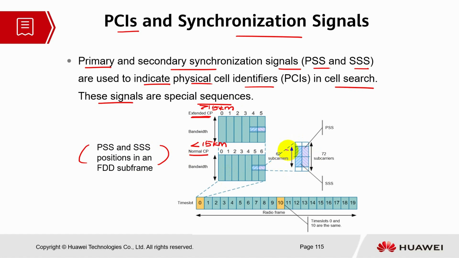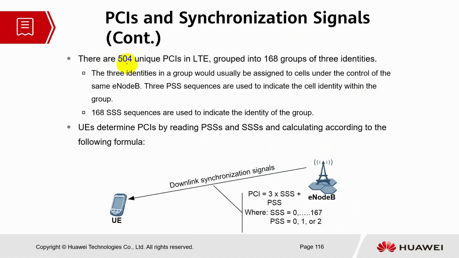So we have the subcarriers. This is the total subcarriers and we are going to compare with the PSS and SSS. This is the total radio frame. We can see time slots 0 and 10 are the same because they repeat the sequence again for the cell search. There are a total of 504 unique PCIs in LTE, grouped into 168 groups of 3 identities. The 3 identities in a group will usually be assigned to cells under the control of the same eNodeB.